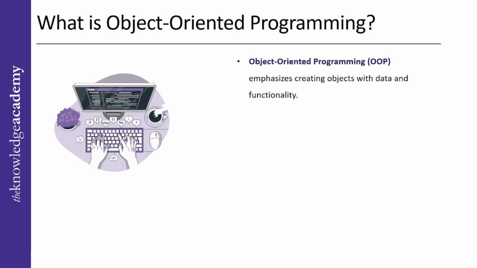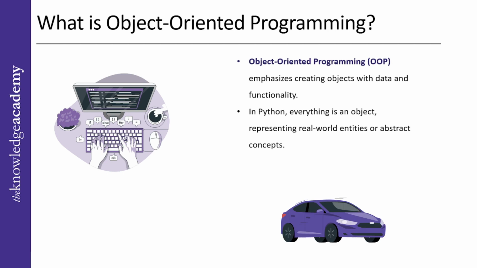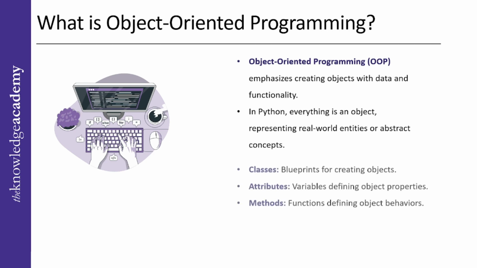Object-oriented programming in Python is a way of writing code that focuses on creating objects that have both data and functionality associated with them. In Python, everything is an object. These objects can represent real-world entities, such as a car, a person, or a bank account, or abstract concepts, like a mathematical function or a data structure.